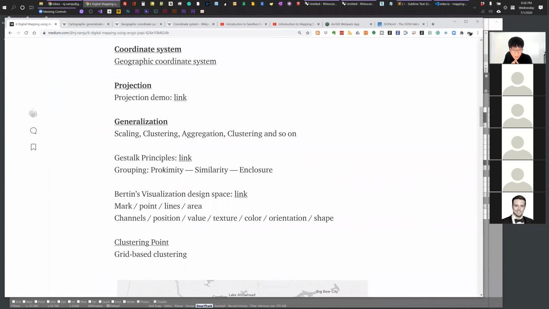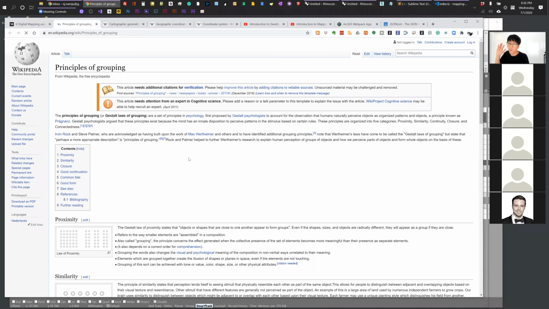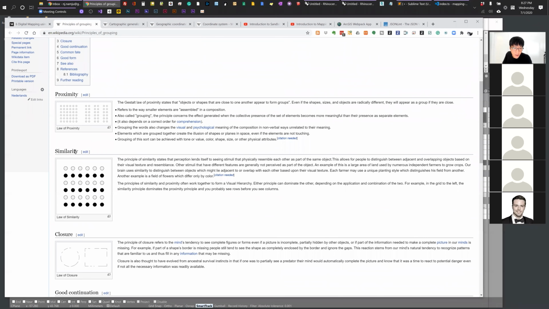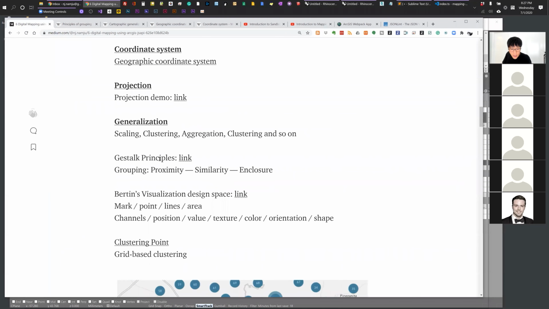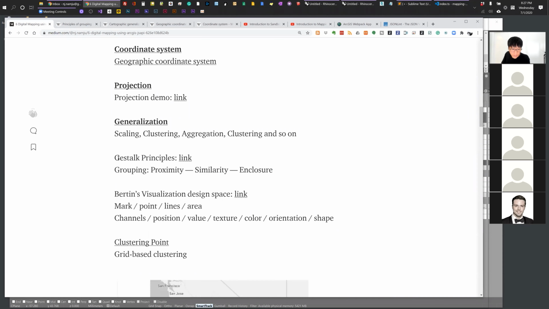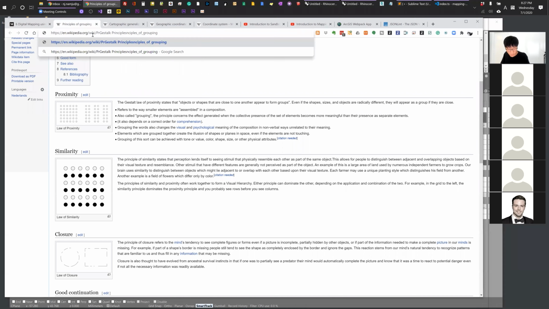Here, the Gestalt principle is one of the really famous ones, from the person who developed these kinds of examples. Proximity, similarity, and closure. Using this keyword, I highly encourage you to Google it. There's a lot of information here. Let me do this actually. We can do this together.